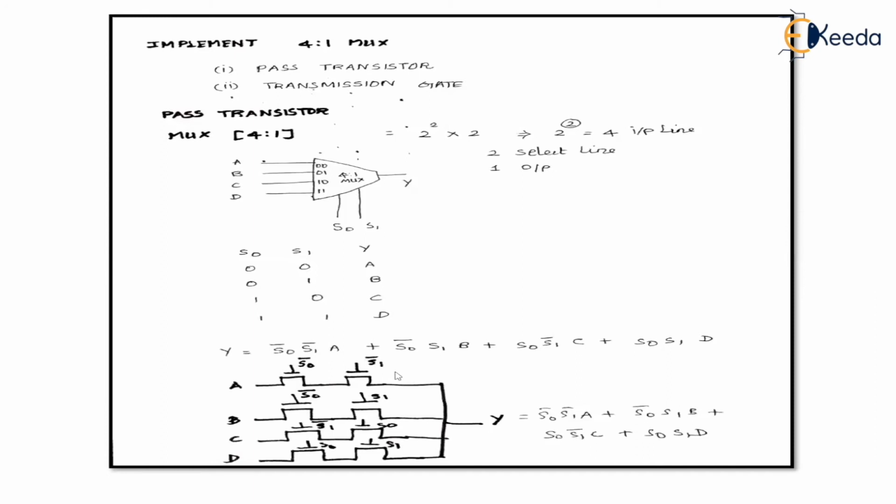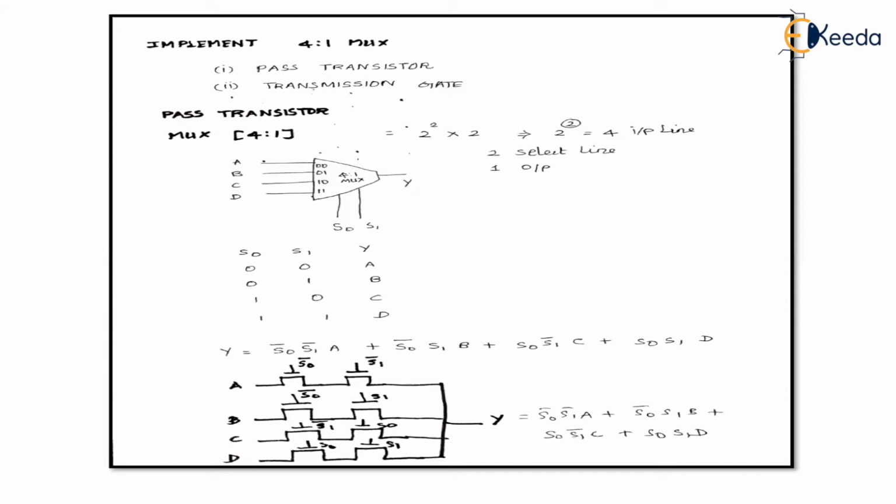Because I'm using a pass transistor, we need a control signal. What control signal am I giving? S0 bar and S1 bar. If S0 bar and S1 bar are there, what data will be passed? A will be passed to the output. Right? Now see, maybe you may find it a little bit confusing. We shall see the next term very carefully.